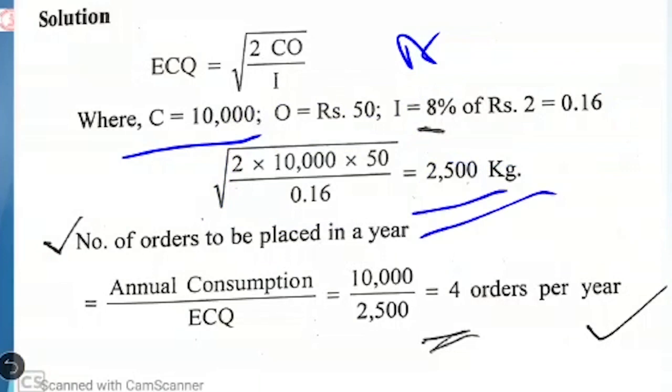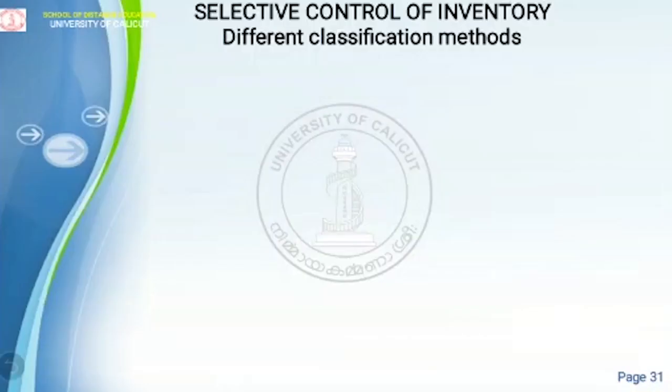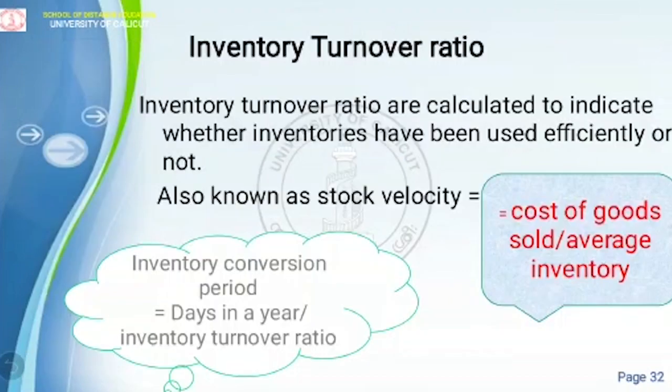While calculating this using this formula, you will get an answer of 2500 kg. So this is the economic order quantity. Economic order quantity in this case is 2500 kg, that is the EOQ.